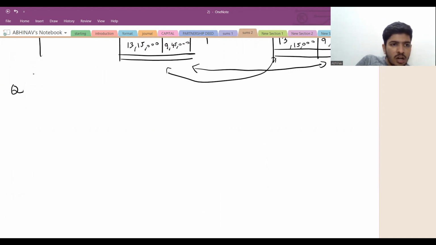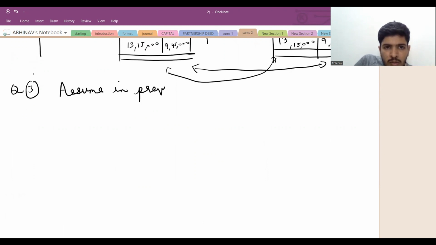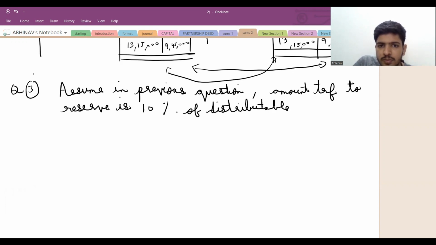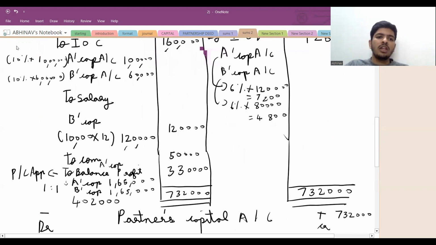Write question number 3 here. And write: assume in previous question amount transferred to reserve is 10 percentage of distributable profit. Now, that means all the terms are same.